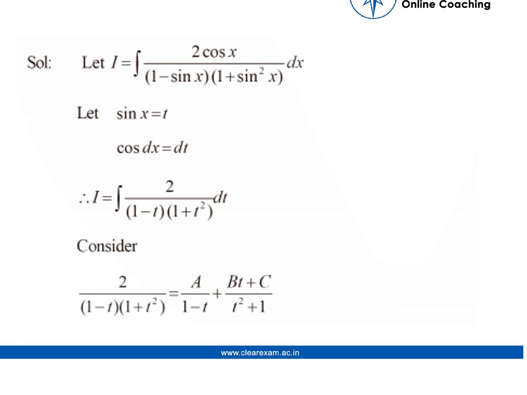Putting the values of sin x and cos x dx into the above equation, we'll get I is equal to the integration of 2 upon (1 minus t) into (1 plus t square) dt. Now solving this using partial fractions, we'll get 2 upon (1 minus t)(1 plus t square) is equal to a upon (1 minus t) plus (bt plus c) upon (t square plus 1).